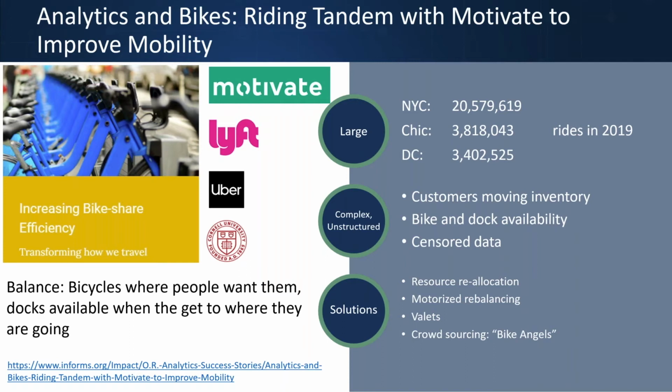They went about a number of solutions. They talked about reallocating their resources, moving these docking stations around. There's this idea of motorized rebalancing. It's this idea of a van or a trailer coming up and picking up bikes and moving them elsewhere. It's very expensive. It's very costly. Another solution they have is this idea of valets. A valet will stand at a full docking station, and they'll take the bikes and protect the bikes until a station opens up. But again, you have to pay another employee to stay there. And a final solution they offered was this idea of crowdsourcing, this idea of bike angels, where they encourage their customers to take bikes from certain places and drop them off at other places.